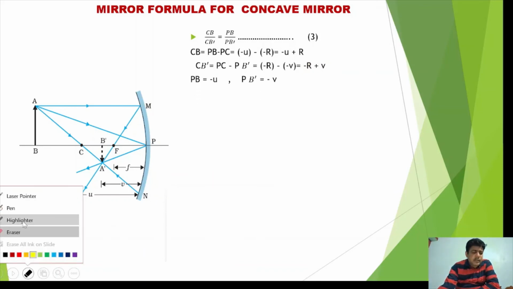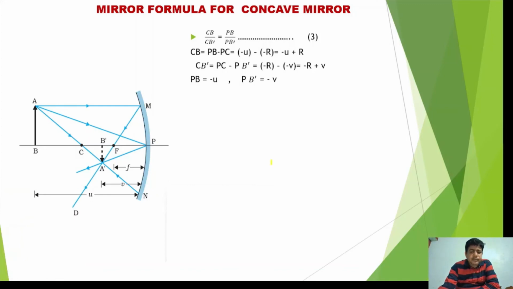Another point. Now, what is PB? Here B is the object, and PB is the distance of the object, which is minus U. And PB dash, what is PB dash? PB dash is the image distance from the pole, which is minus V. Already I told you.